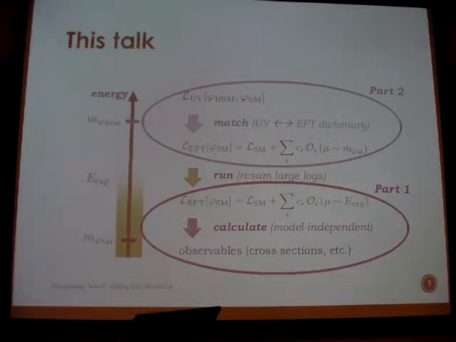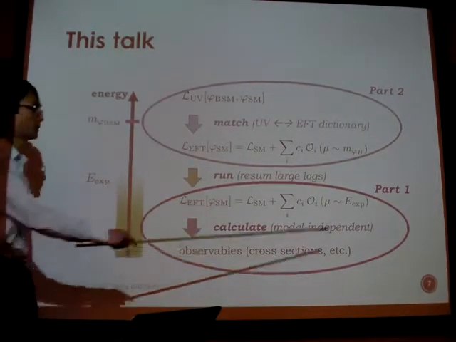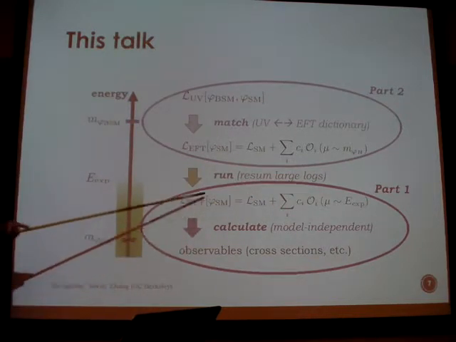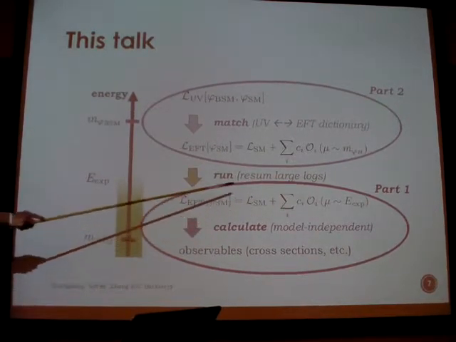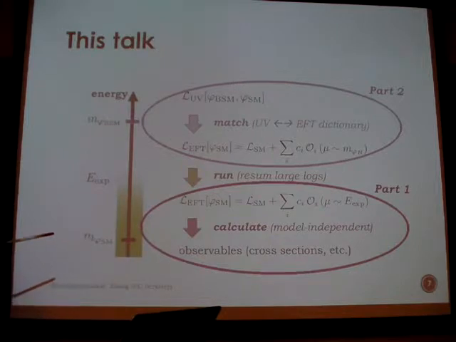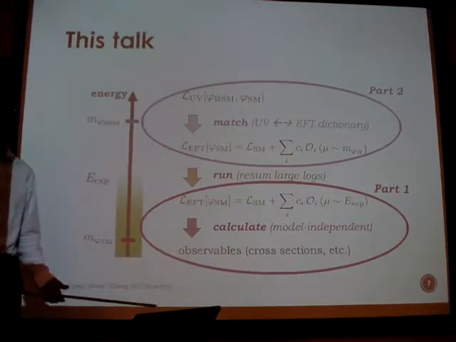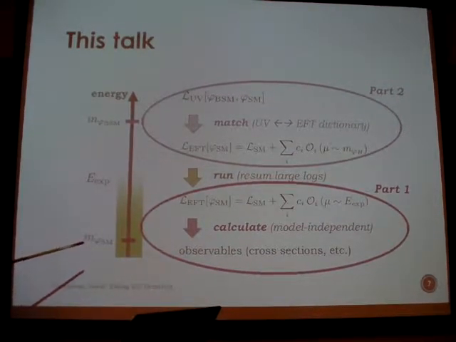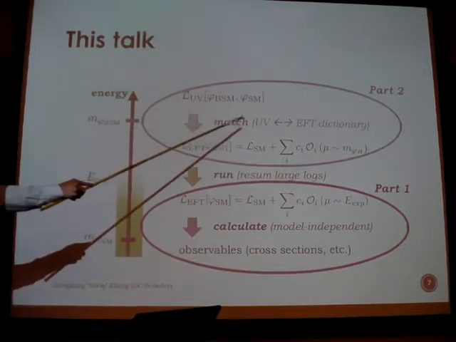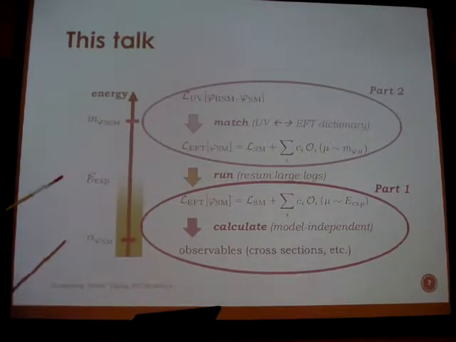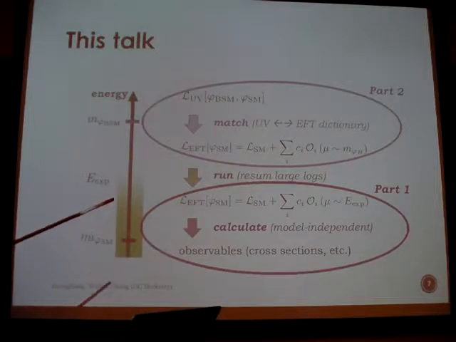So just to be clear, we go back to the big picture. Part one of the talk will deal with this part of the graph, essentially how we calculate observables from dimension 6 operators in a model-independent way, and in turn, what we can infer for the operator coefficients starting from our measurements, and how to treat everything in a consistent way. And part two of the talk will deal with the matching part of the calculation, essentially how to establish a UV-EFT dictionary.